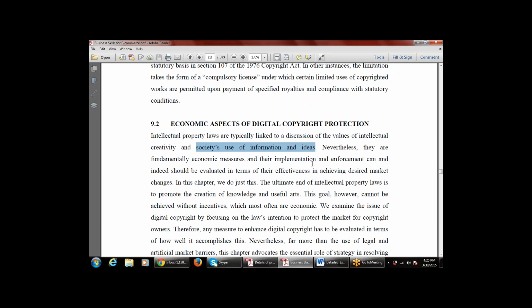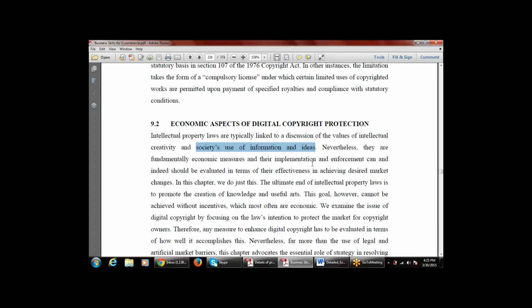The ultimate end of intellectual property laws is to promote the creation of knowledge and useful art. That is, how to promote the creation of knowledge and how to use the useful art that is used for digital copyright. The ultimate end is simply to promote the creation of knowledge. That is the main aim of intellectual property law.